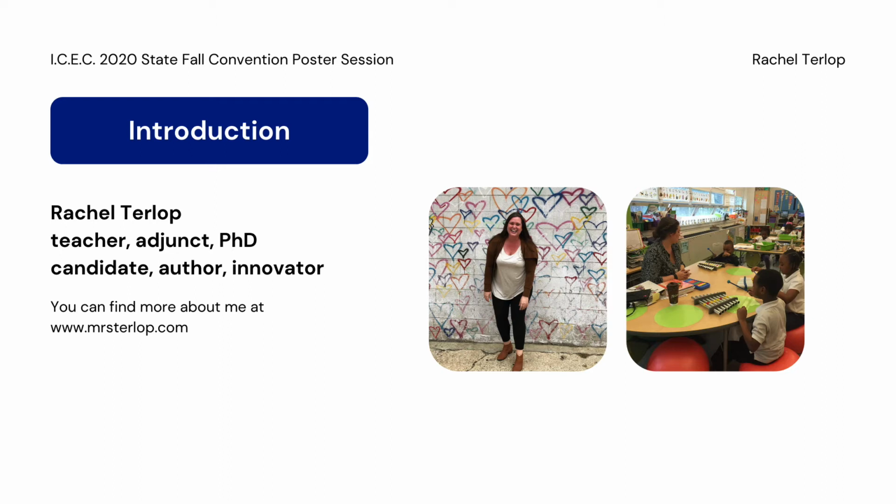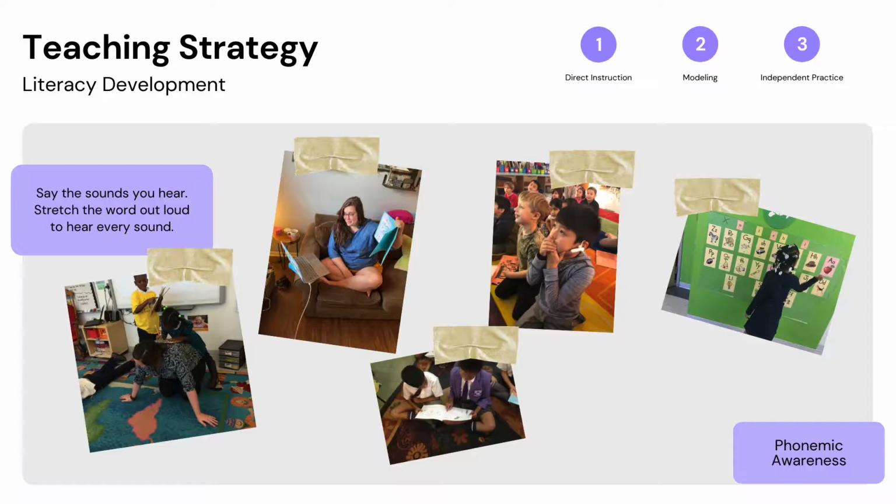So just a little bit about myself. My name again is Rachel Terlop. I am currently a first grade teacher. I was previously an adjunct professor at Trinity Washington University, and I'm a PhD candidate at George Mason. I'm an author of a children's book. I'm an innovator. That's one of my core beliefs, that creation is everything.